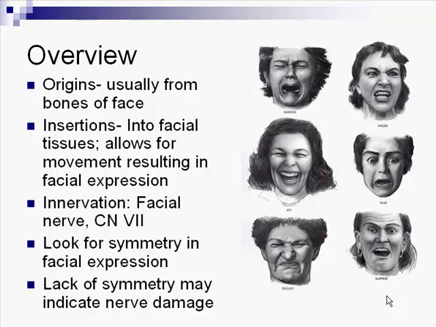So as we give an overview of the muscles of facial expression, remember that the muscles of facial expression are layered on top of each other. Many move at one time to produce facial expressions. The origins are usually from bones of the face, insertions into facial tissue, which allows for movement resulting in facial expression. Innervation is the facial nerve, which is cranial nerve 7.